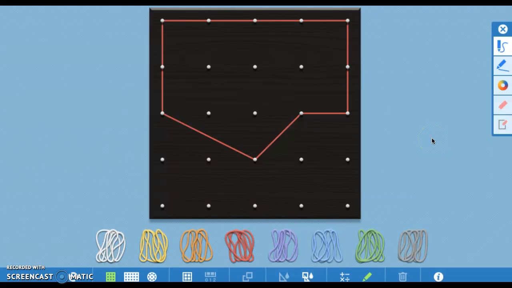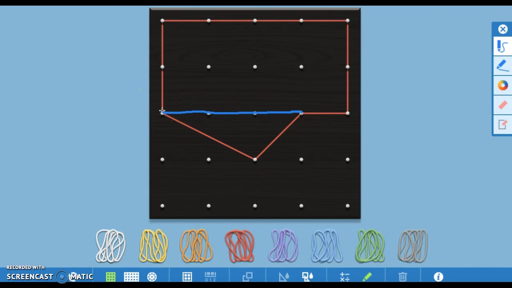To find the area of this figure, first break it up into two different shapes. By drawing a line here, we now have a rectangle and a triangle.